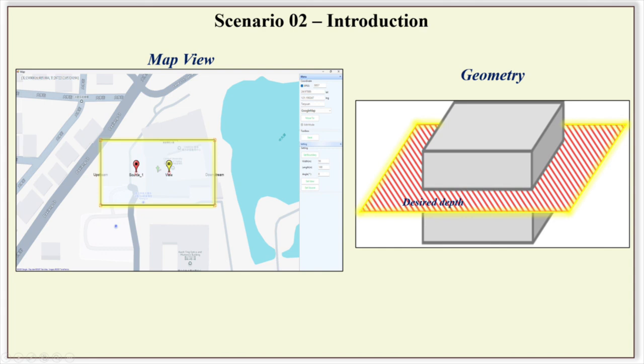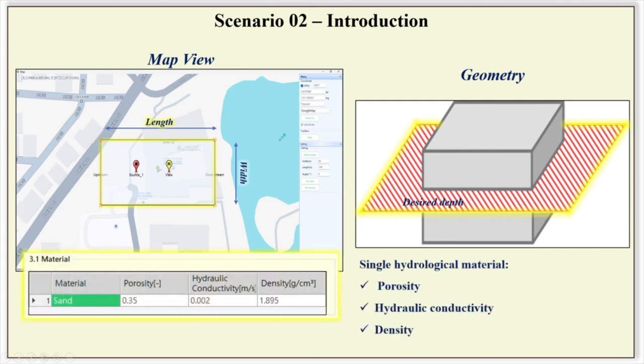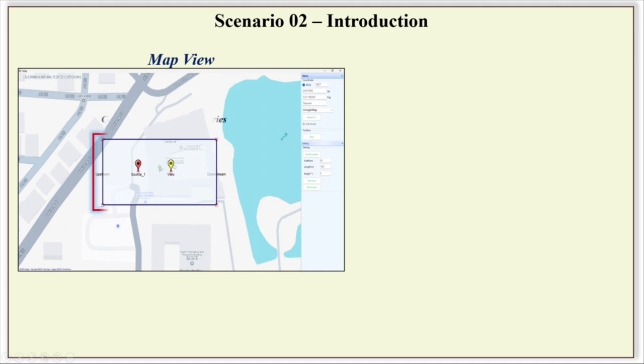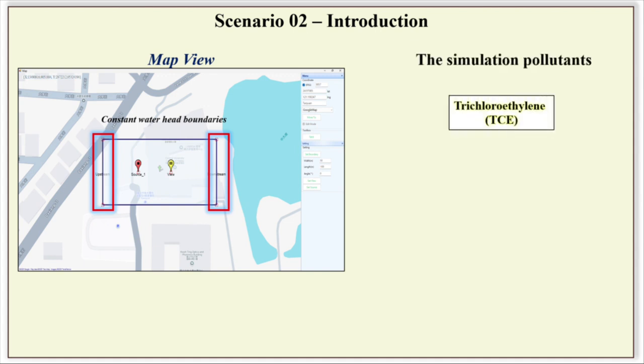Users can define the field boundary by map and freely adjust the length and width dimensions, and modify the mesh density. The default setting assumes a single hydrogeological material, defined by porosity, hydraulic conductivity, and density. Users can input constant water head boundaries for upstream, left side, and downstream, right side, or use site-specific water elevation data for configuration. The simulated pollutants are chlorinated solvents, including trichloroethylene, TCE, dichloroethylene, DCE, and vinyl chloride, VC.